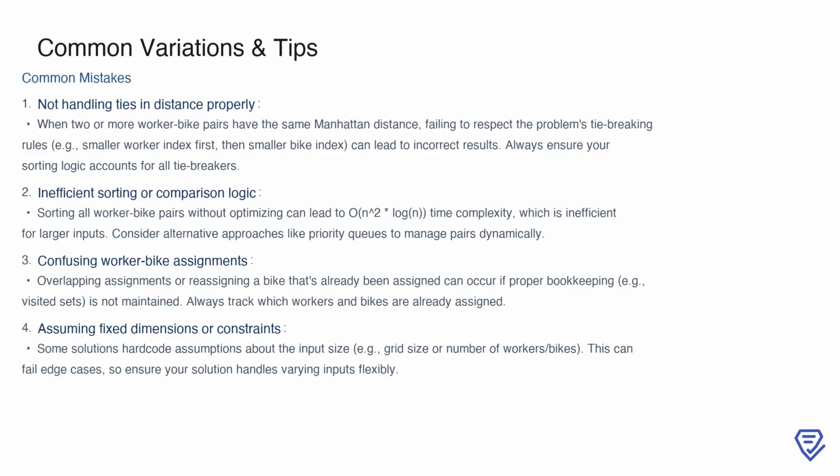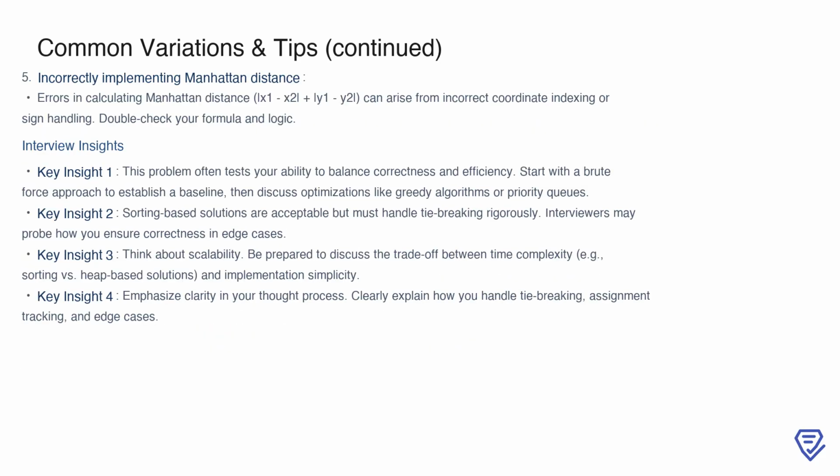Another critical mistake to avoid involves the implementation of the Manhattan distance formula itself. The formula |x1 - x2| + |y1 - y2| may seem simple, but errors can arise from incorrect coordinate indexing or sign handling. Always double-check your calculations to ensure they're accurate.